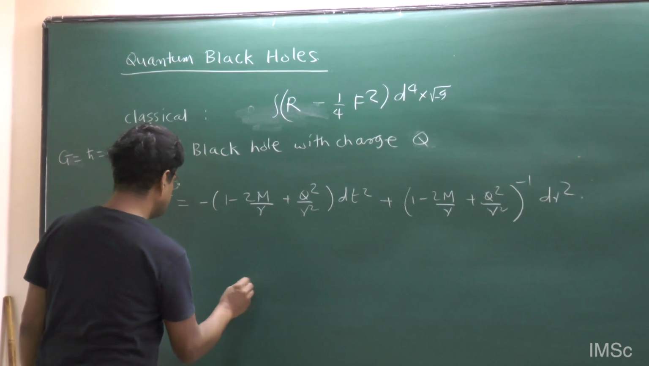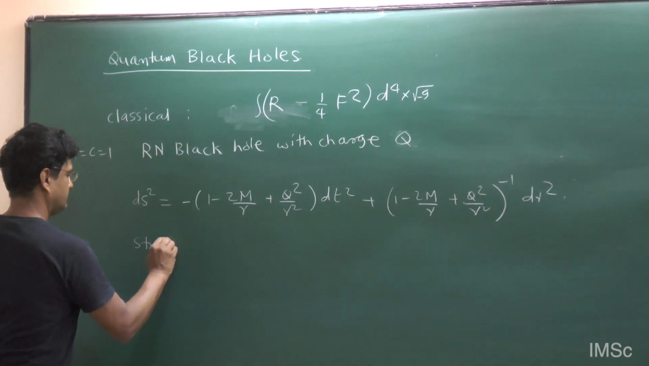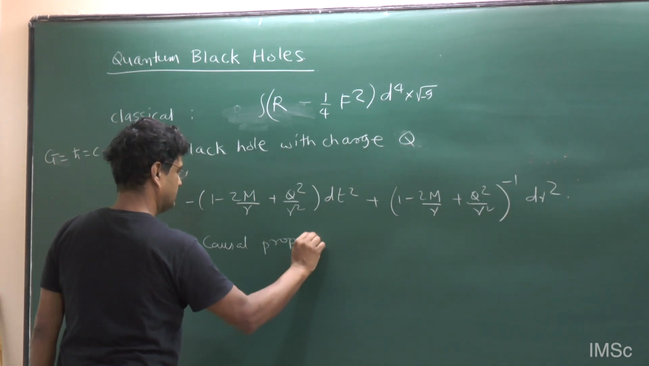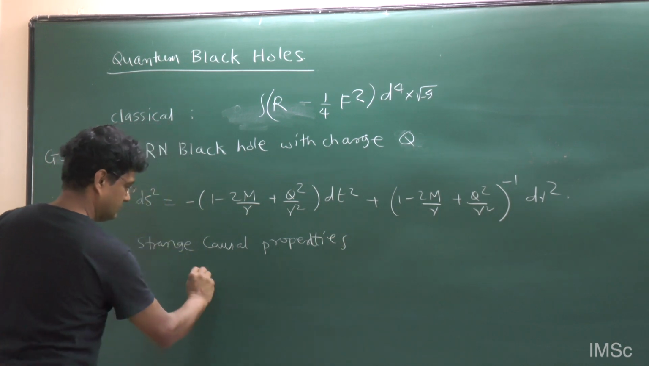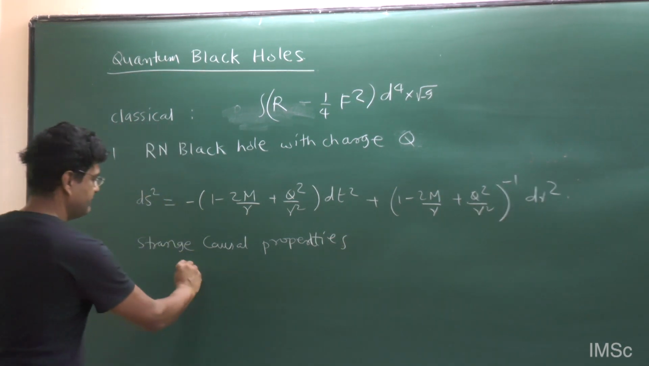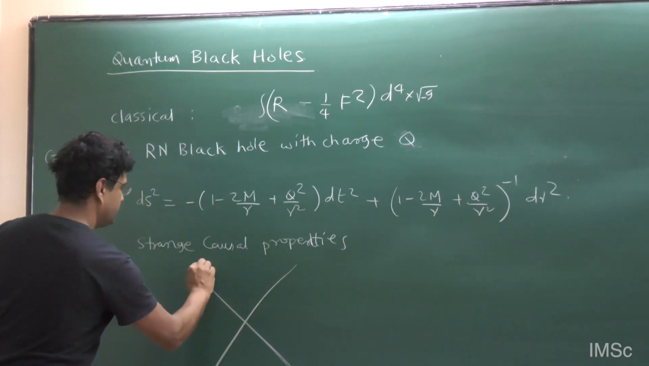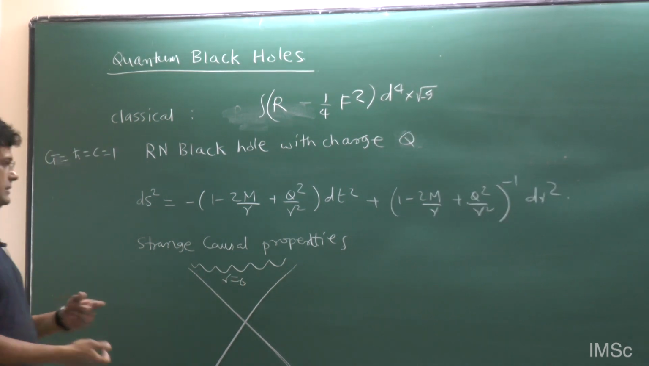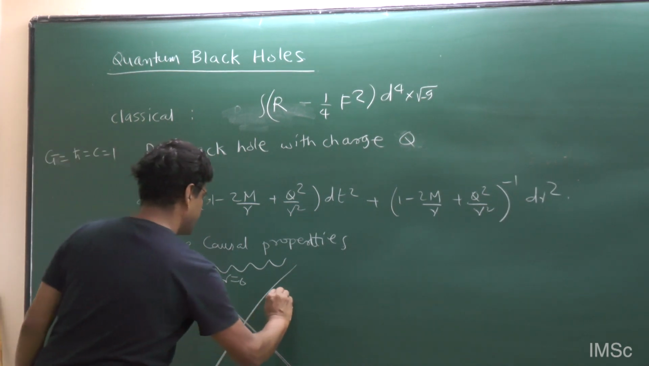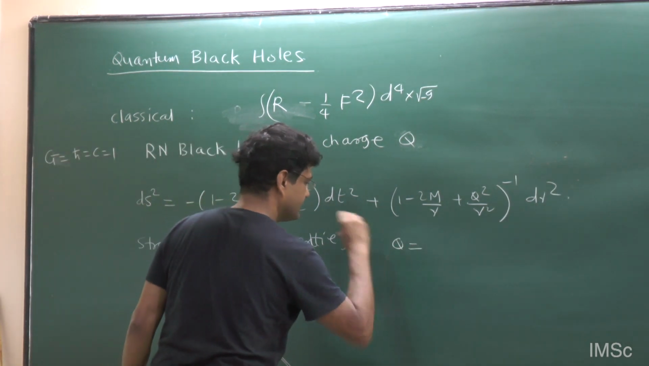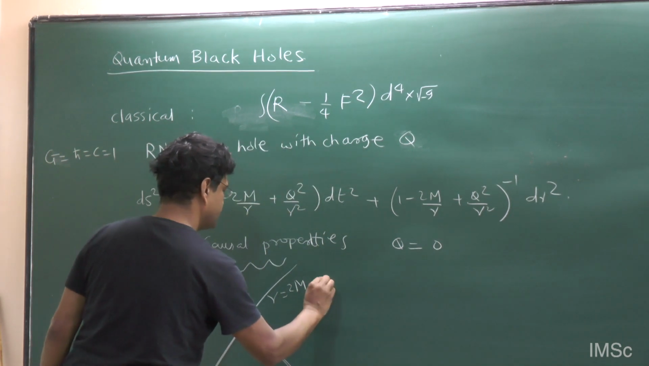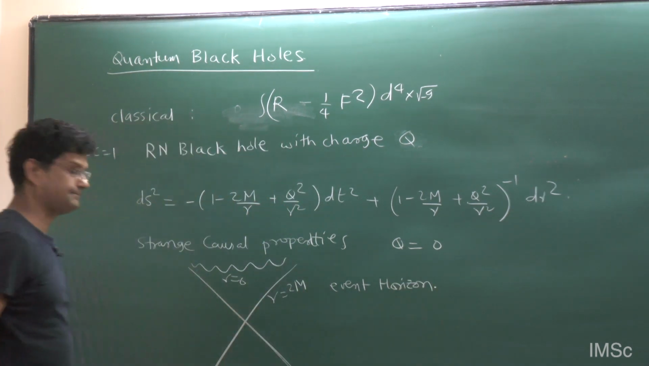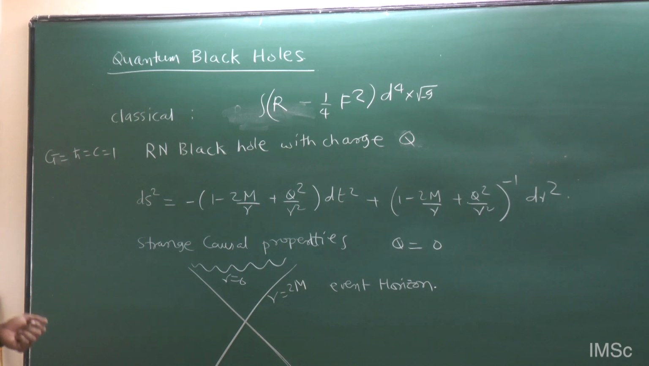As you know, it has very strange causal properties. If you write down the space-time diagram, there is a singularity at r equal to 0, but it's space-like, and there is r equal to 2m. Let me describe the simpler case, Q equal to 0: r equal to 2m is the event horizon. This is just a reminder of what all of you know.